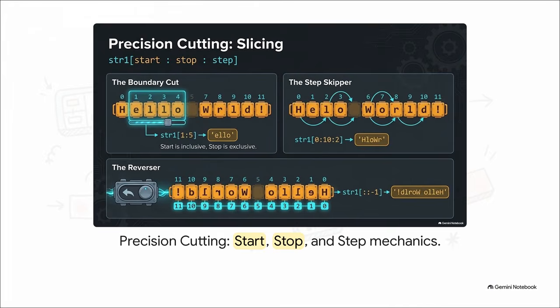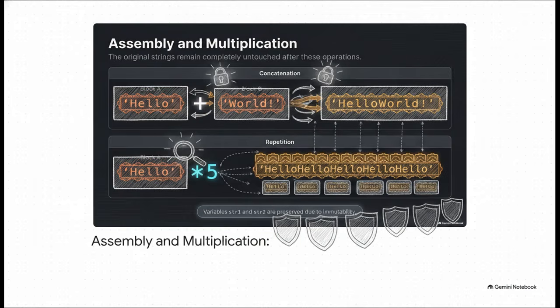Pretty cool, right? Now, what's genuinely fascinating is how we handle assembly. Remember our unbreakable rule of immutability, right? Because we can't change the original strings, operations like concatenation, adding strings together with a plus sign, and repetition, multiplying them with an asterisk, actually build entirely new massive data structures in memory. The original blocks remain perfectly untouched and pristine.